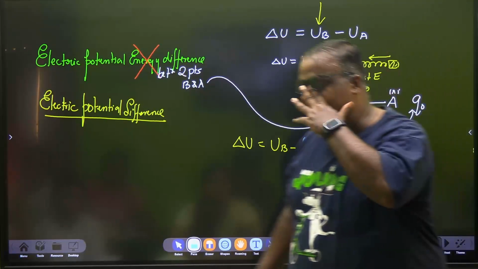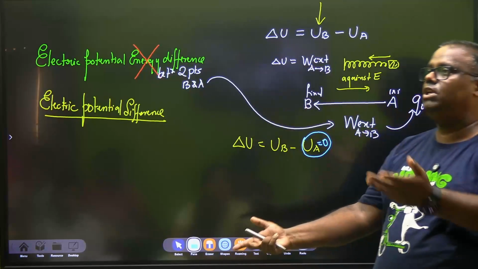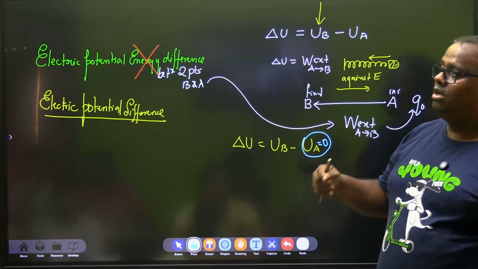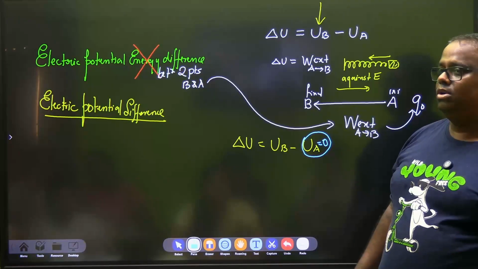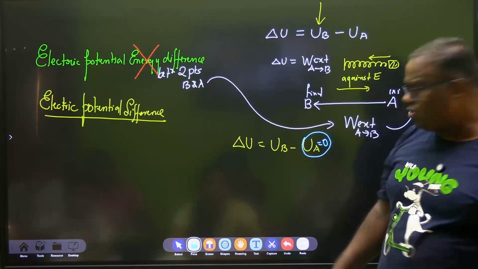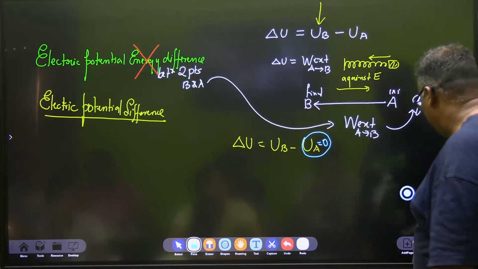Now how do we make UA 0? If you are on the surface of the earth, height is 0. If you are born on this day, age is 0. These are all concepts you have taken. So give this one also a concept. So what is the concept we say to this?